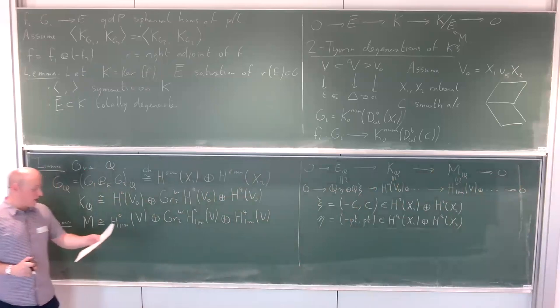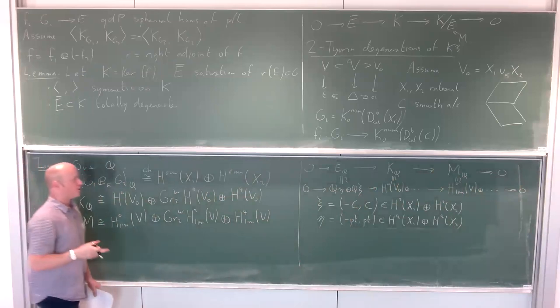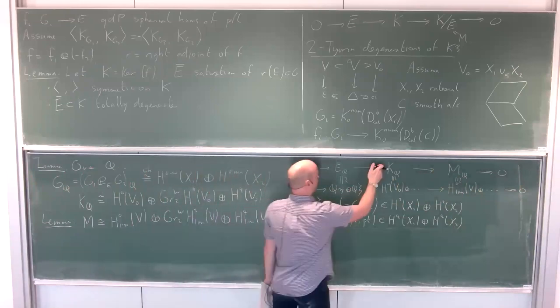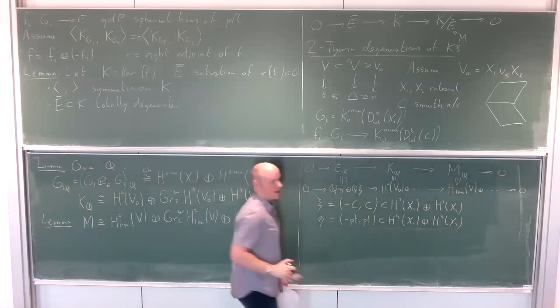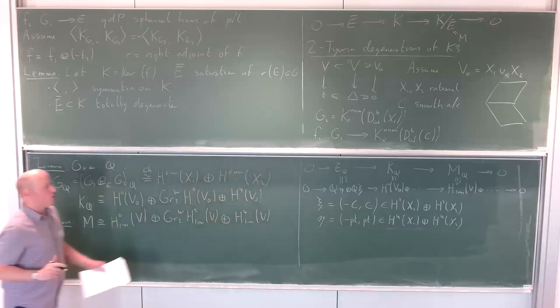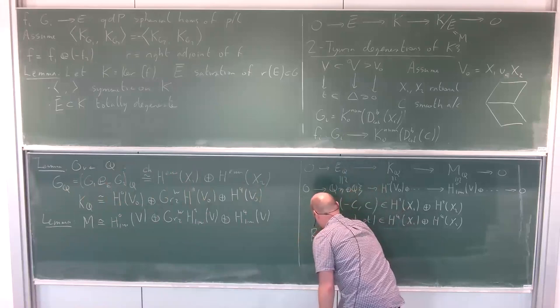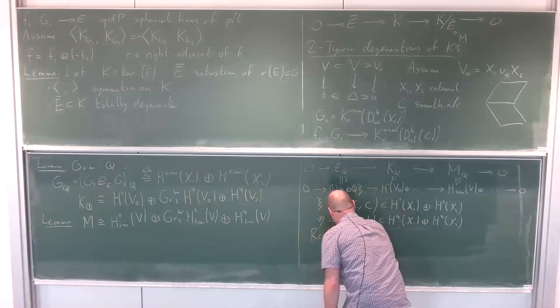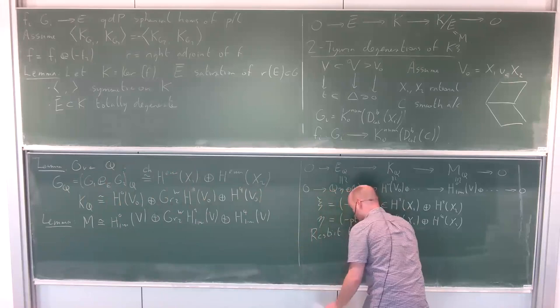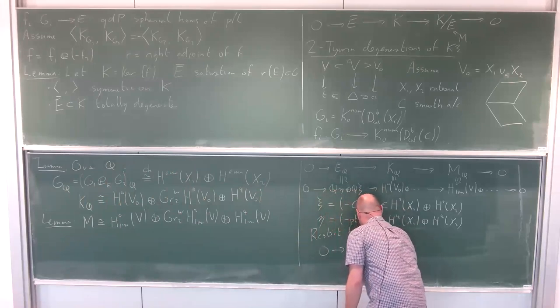There's a failure of isomorphism between the integral part of this and the integral part of that, but that failure is restricted to H4. You can get rid of the H4 by doing the following thing. If you restrict to Néron-Severi, what do you get? You get zero goes to, then everything becomes exact over Z.